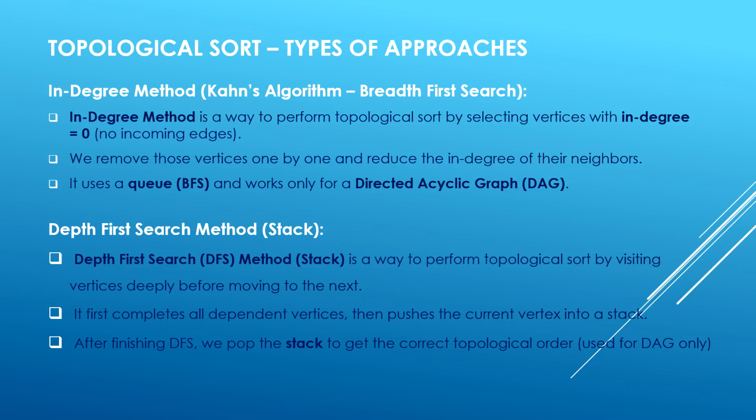Second is the depth first search method. It uses a stack and works by visiting nodes deeply before moving forward. After finishing DFS, we pop the stack to get the correct topological order. Both methods work only for directed acyclic graphs.